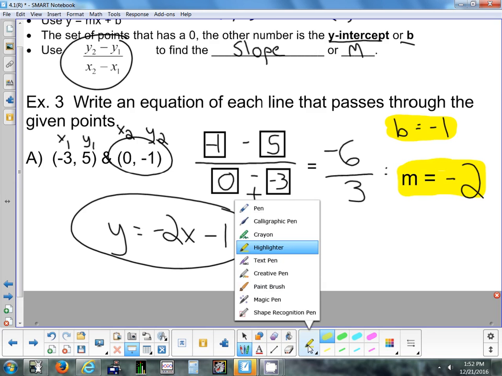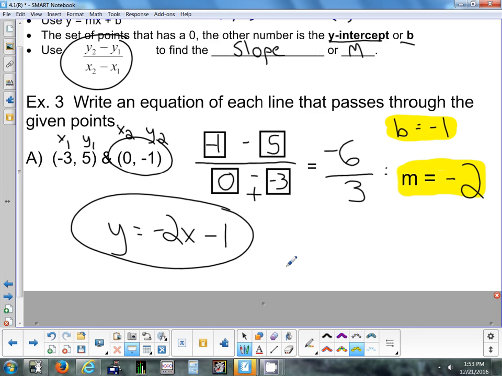That's the line that will go through those 2 sets of points. All right? That will go through it. Mr. Hager knocked it off with a nice little smiley face for all you guys.